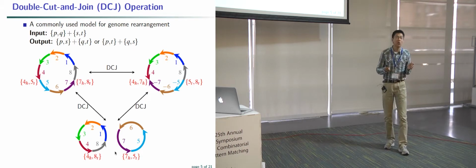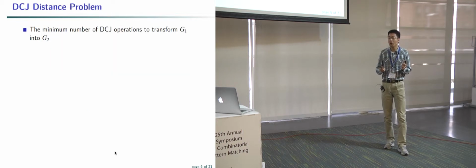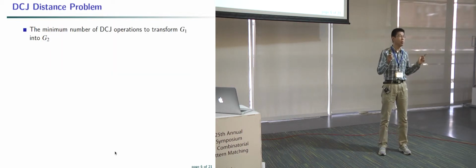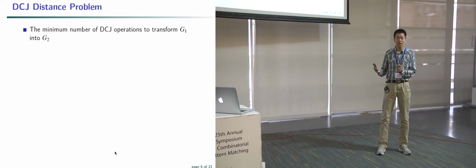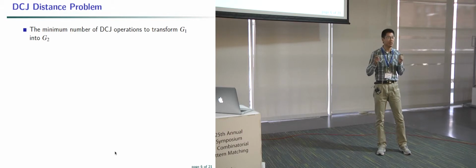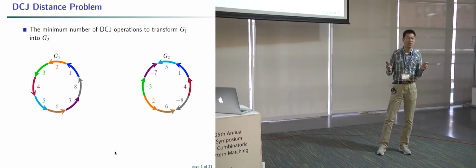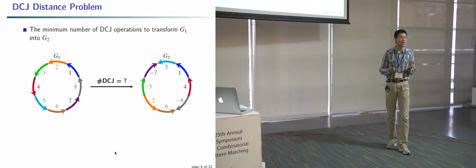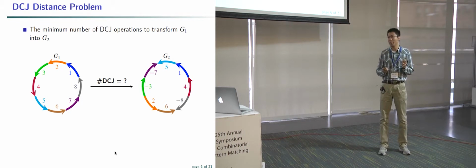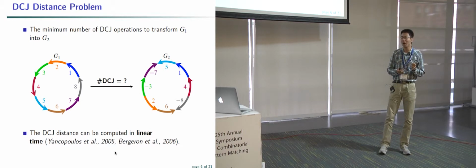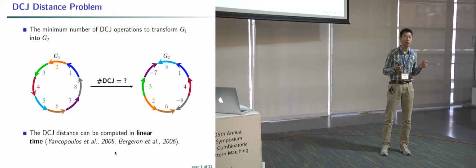With this rearrangement model, a very basic and natural question is to ask: given 2 genomes, G1 and G2, on the same set of genes, what is the minimum number of DCJ operations needed to transform G1 into G2? We call this problem the DCJ distance problem. And very interestingly, this problem can be solved by a very simple linear time algorithm. So how?